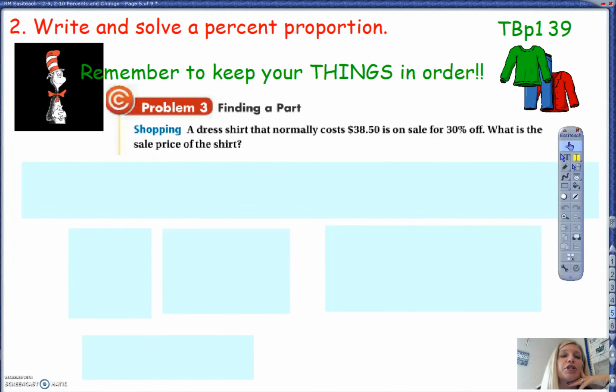Okay. Number 2, write and solve a percent proportion. Okay, so we're doing proportion. Remember to keep your things in order like we did last time, thing 1, thing 2. You should write this down. Write down the word problem here. A dress shirt that normally costs $38.50 is on sale for 30% off. What is the sale price of the shirt? So write that sentence down.